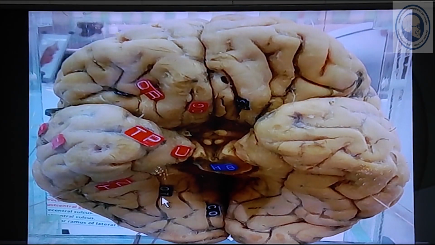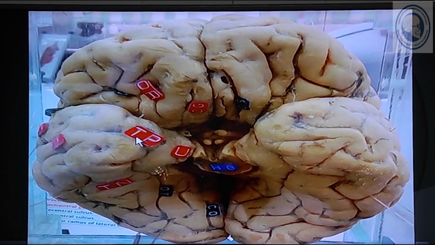So we should have a specimen to see these surfaces and to know sulci and gyri. Let's see the inferior surface of the cerebral hemisphere. This will be the orbital part of the inferior surface, and that's the tentorial part. So OR is for the orbital part and TN for the tentorial part. What about TB? It is the anterior end of the temporal lobe, which is the temporal pole.